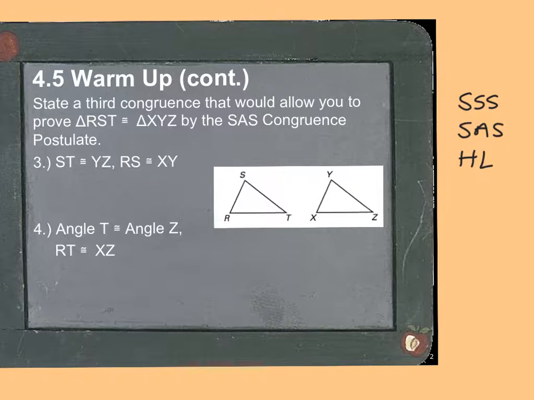Lewis. Angle S is congruent to angle Y. That's hard. Is it okay if we put angle RST? Sure. As long as, so angle RST is congruent to XYZ. Yep. And then 4 said angle T is congruent to angle Z, and RT is congruent to XZ, which means what's the other piece of information you would need, Gio? ST is congruent to YZ. Good. Or TS to ZY, order there doesn't matter.